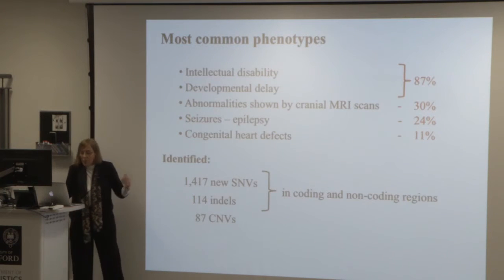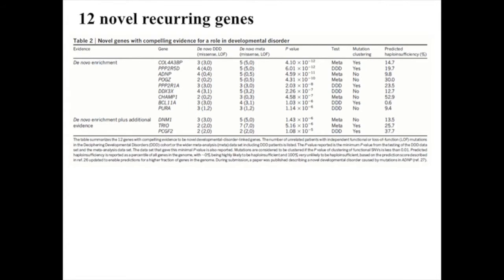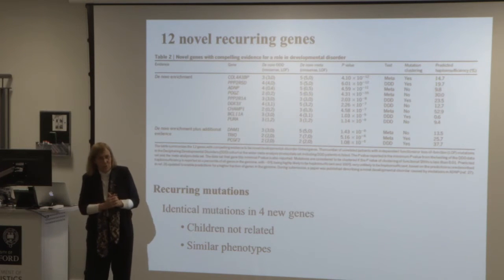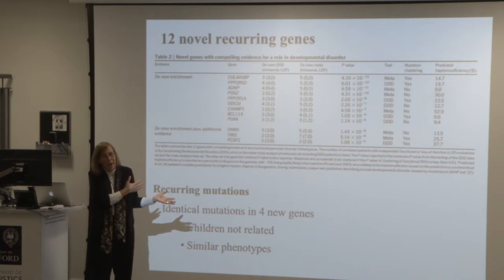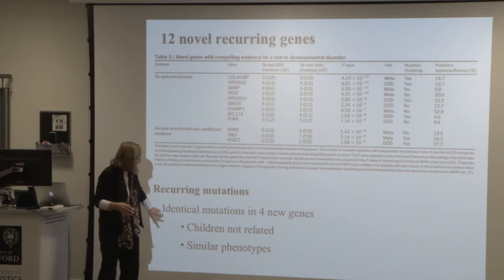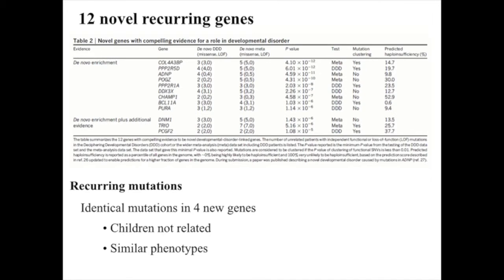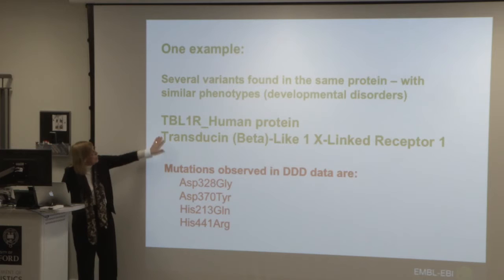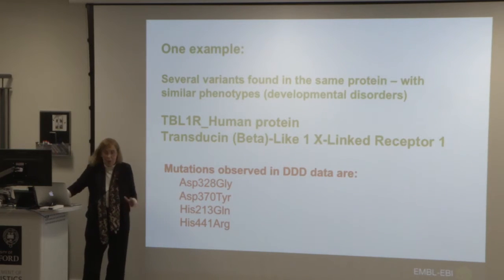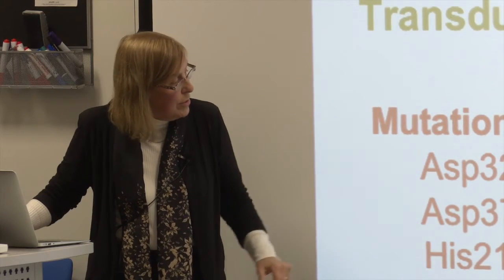They looked at this, and they found 12 novel recurring genes, and these are genes that were mutated in more than one child. Now, this seems to me like a fairly hairy way of going about things: oh, you've got this mutation twice. But actually, the probability of that happening and not having some cause is very low. So they can look at these recurring mutations and try to understand them. We looked at one example of these. This was a protein, and there were 4 different variants that were observed in different children. Each of these was a different child.